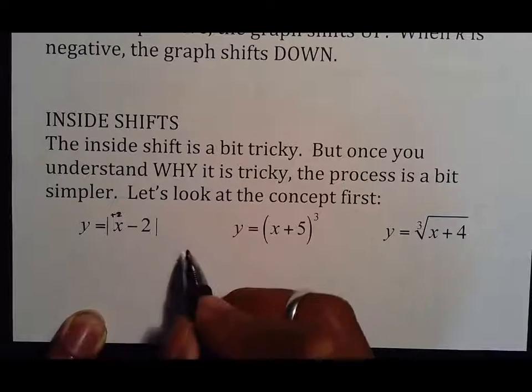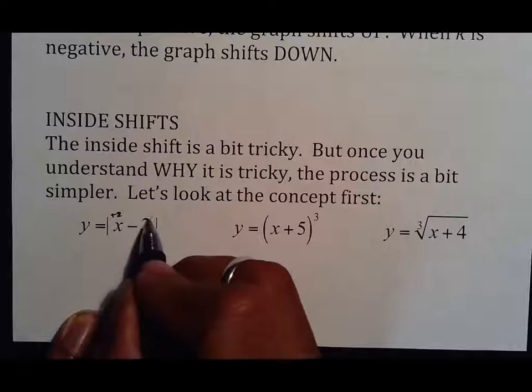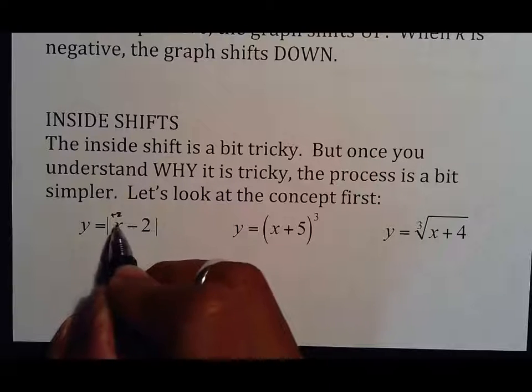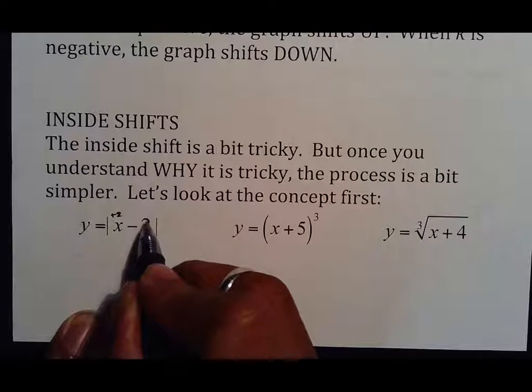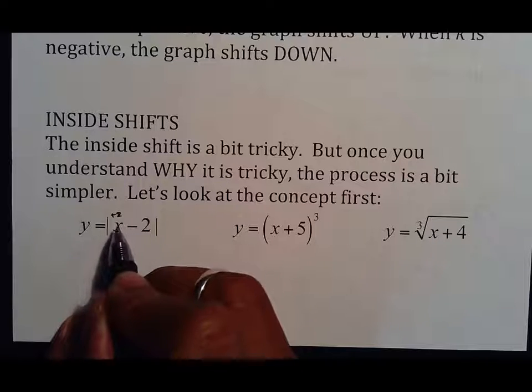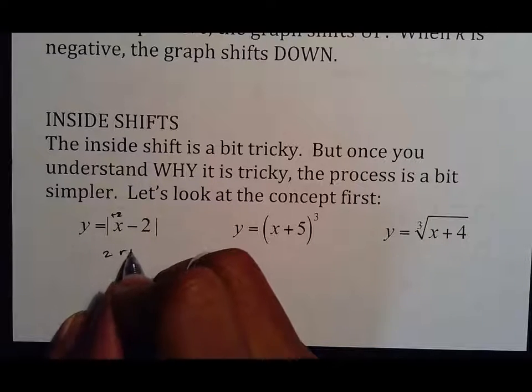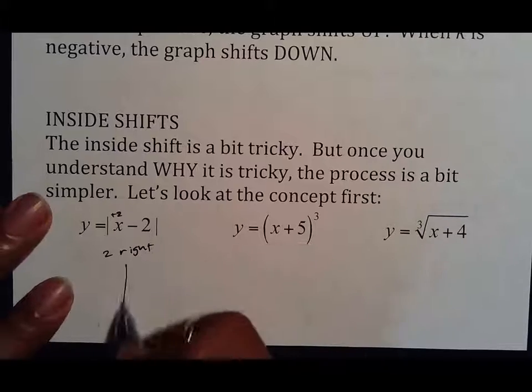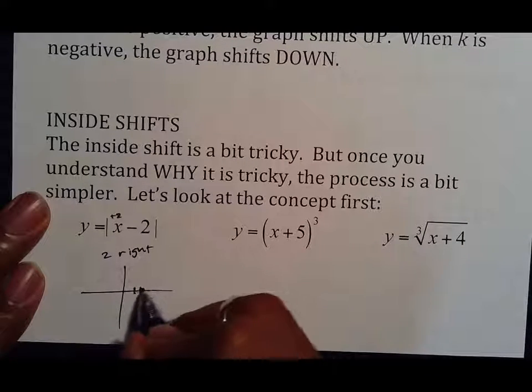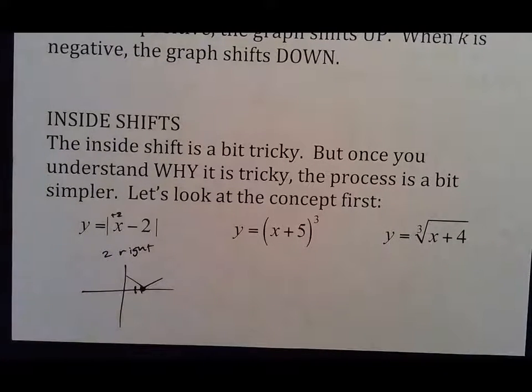is a positive 2. And so whenever you're inside, the number with x actually is the number you're looking at here, not here. That makes it 0. And the number that would make that 0 is a positive 2. So this actually goes right. And so that absolute value graph would move your home point over here, and then it would make a V.